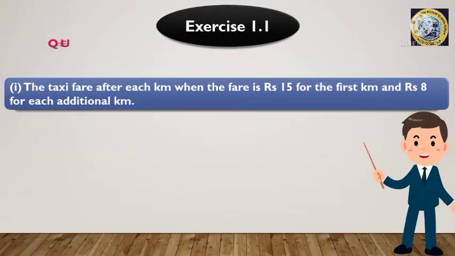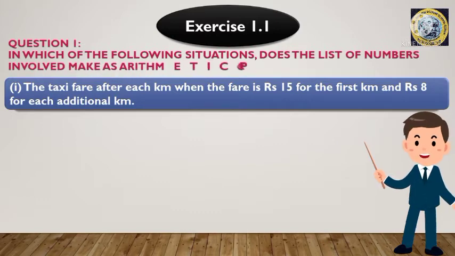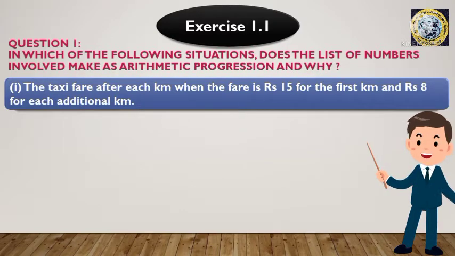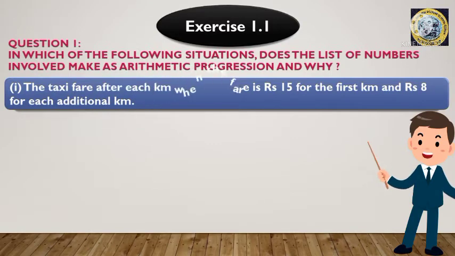Now we are solving exercise 1.1. In that, main question 1: In which of the following situations does the list of numbers involved make an arithmetic progression, and why? The first sub-question, (i): the taxi fare after each kilometer when the fare is 15 rupees for the first kilometer and 8 rupees for each additional kilometer. Answer.